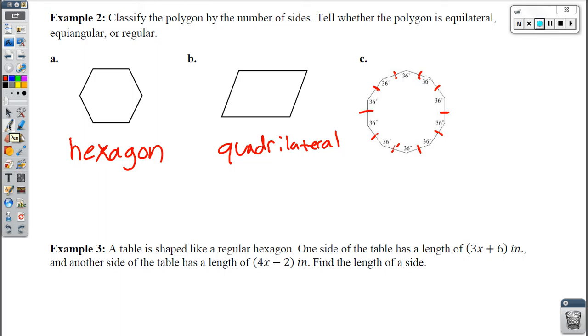For part C though, this one has, let's see, 1, 2, 3, 4, 5, 6, 7, 8, 9, 10 sides. So that is a decagon. And as far as equilateral or equiangular, well, all the sides are marked congruent, so it is equilateral. All the angles are marked congruent, so it is equiangular. Or, well, they are all marked as 36 degrees, so that means they're all the same. And so that means that this is a regular shape. So if a shape is both equilateral and equiangular, then it is a regular shape.